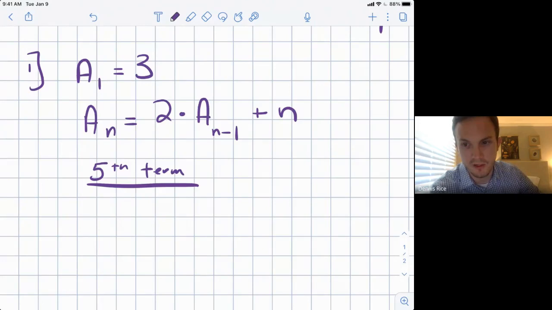Anyone? What does n mean here? Yeah, so when you're doing your second term, n would be 2. The term number, yeah, exactly. So if you're doing A3, n would be 3. So that's going to change every time. So let's be careful here.